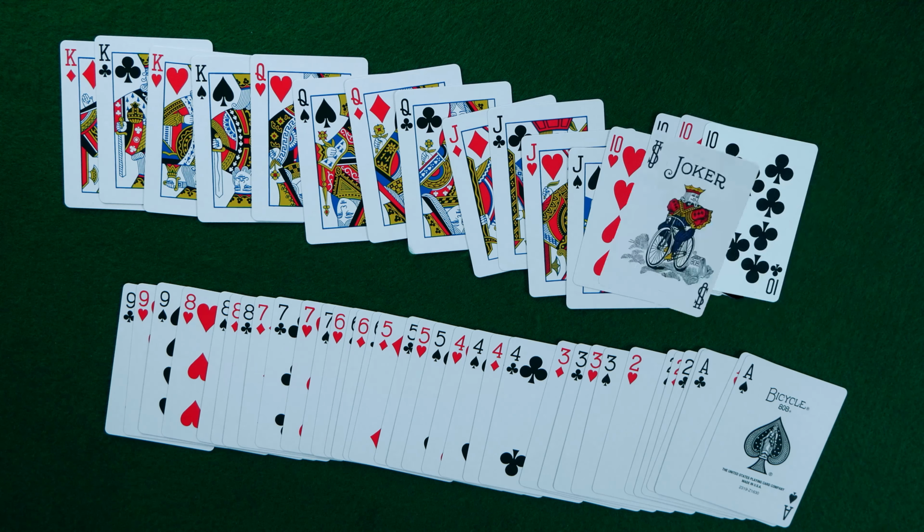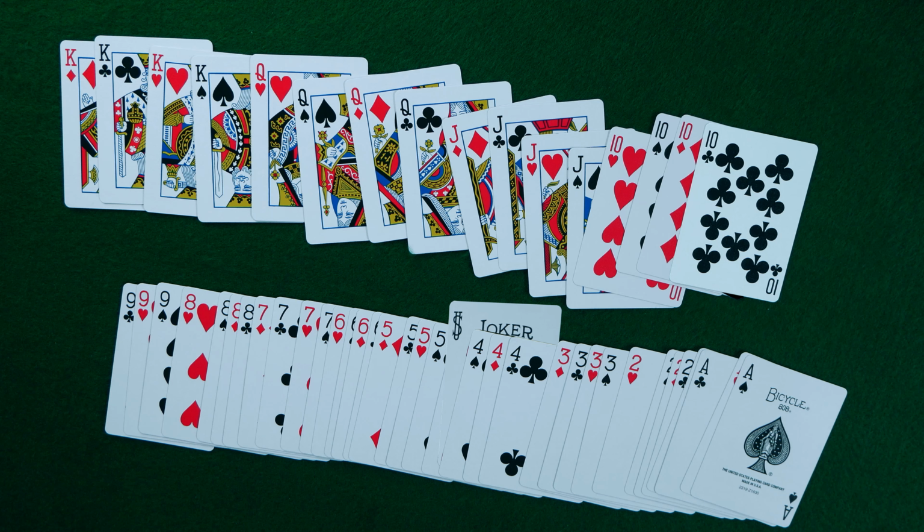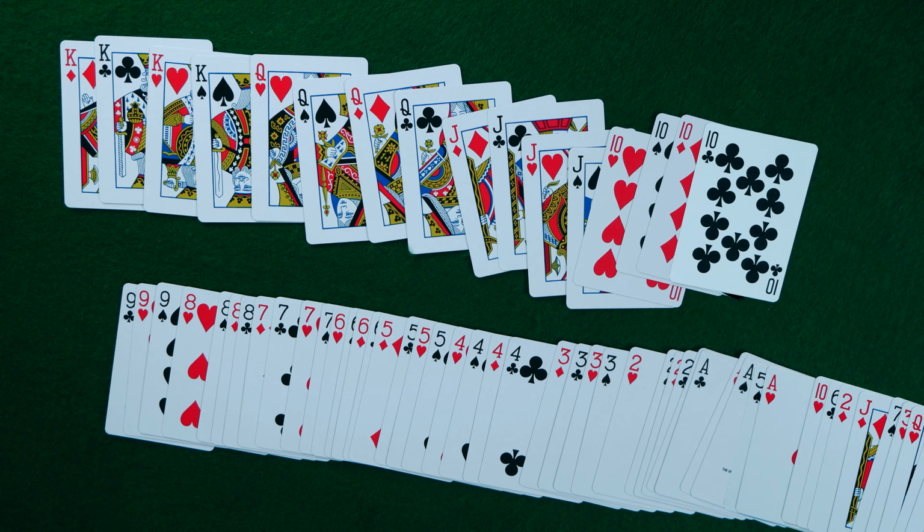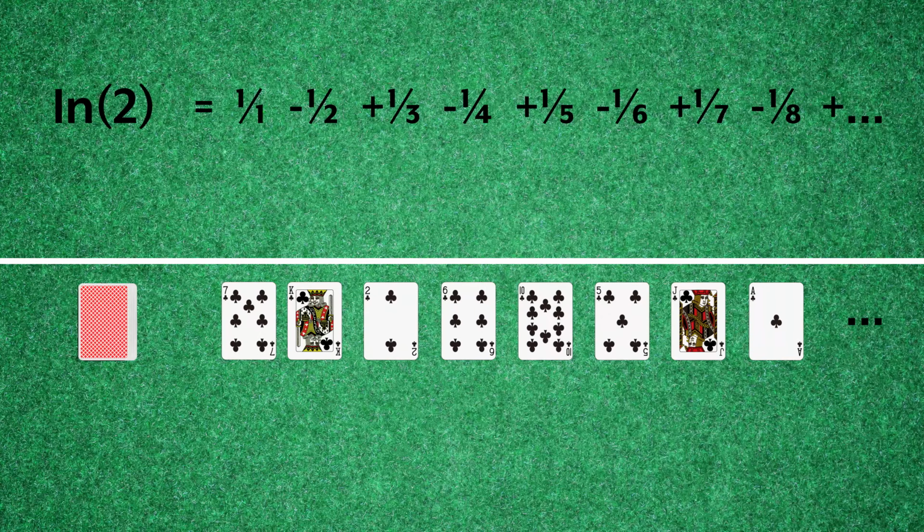Now, if the Joker were further back, we would have a better approximation of the average card value in the deck. But with an infinite deck, we can't place the Joker at the end since there is no end. So how do we calculate the average value of the infinite deck? This is the same challenge we face when trying to calculate the sum of an infinite series.